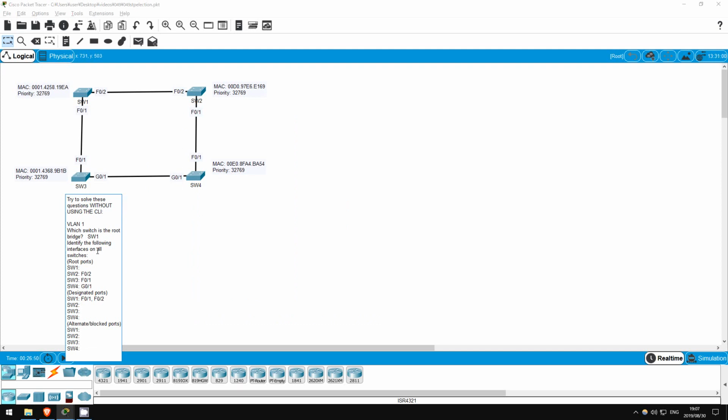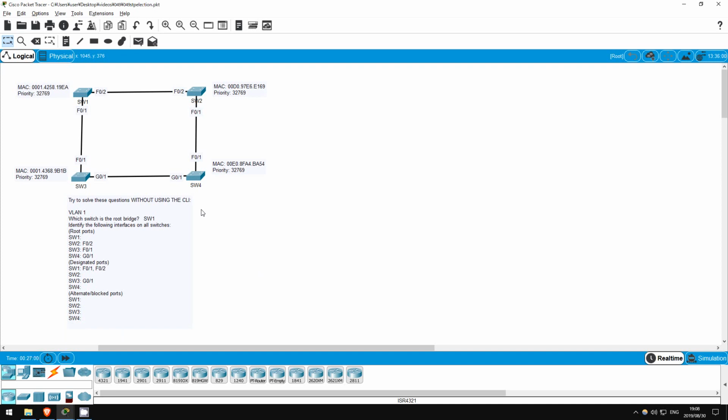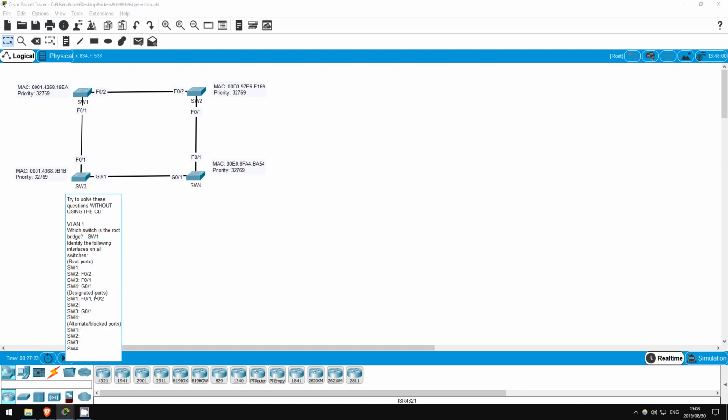Now, the interface across from a root port has to be designated. So switch 3's G0/1 interface will be designated also. Now the question is, which port is blocked? Switch 2's F0/1 interface or switch 4's F0/1 interface? To determine this, we first compare the root cost, the total cost to the root bridge. Switch 2 has a lower cost to the root bridge, so its F0/1 interface will be designated, and switch 4's F0/1 interface will be blocked.